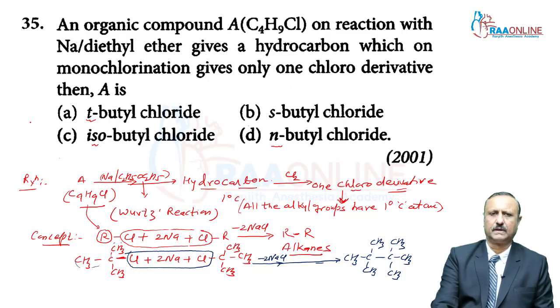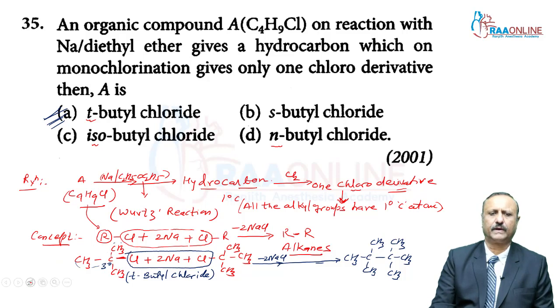So my dear students, the answer is this, called the tertiary alkyl group. So 1, 2, 3, 4. It is called tertiary butyl chloride, and this is your answer, tertiary butyl chloride. For question 34, you can go with answer C. In 35, you can go with answer A.